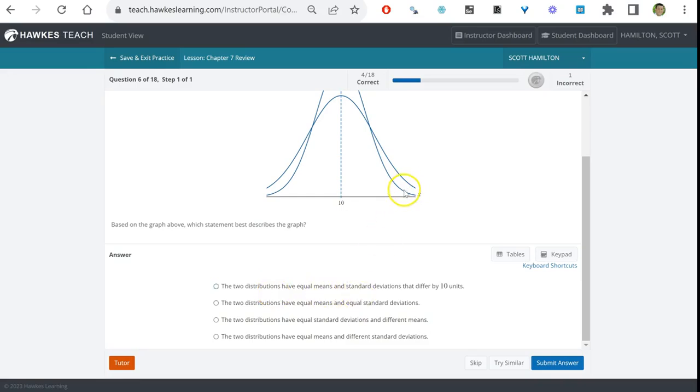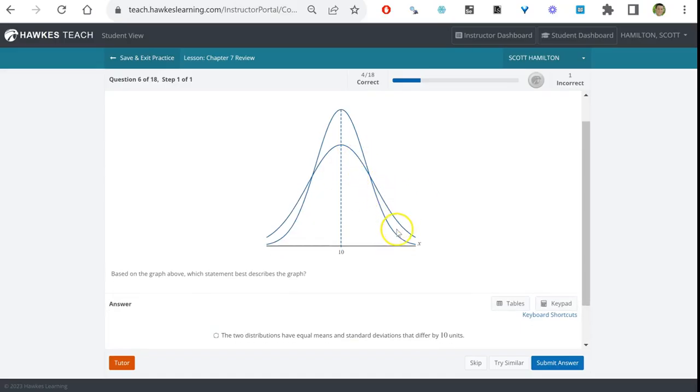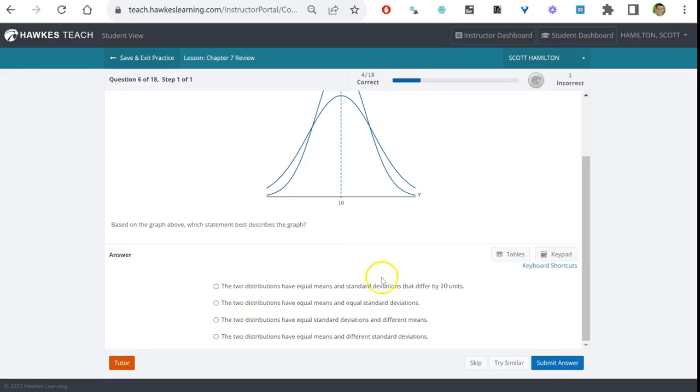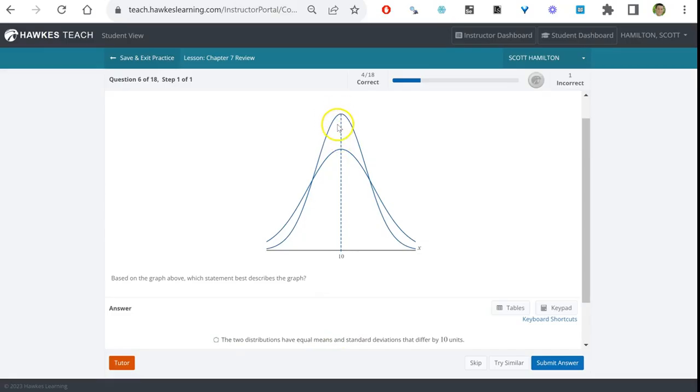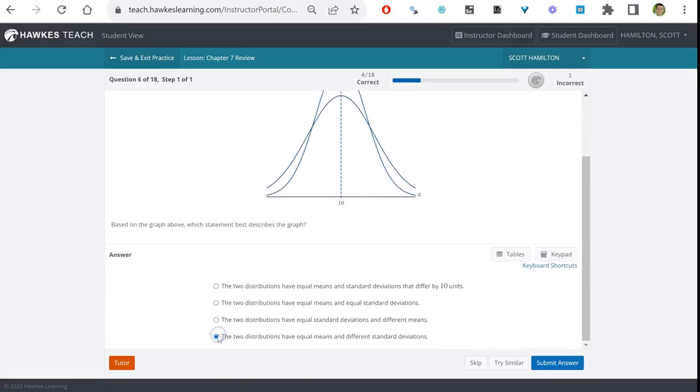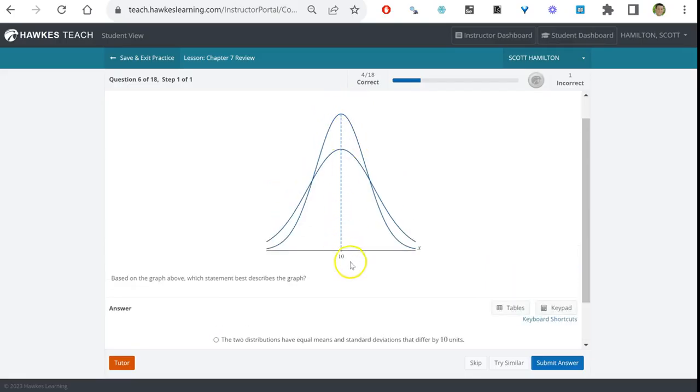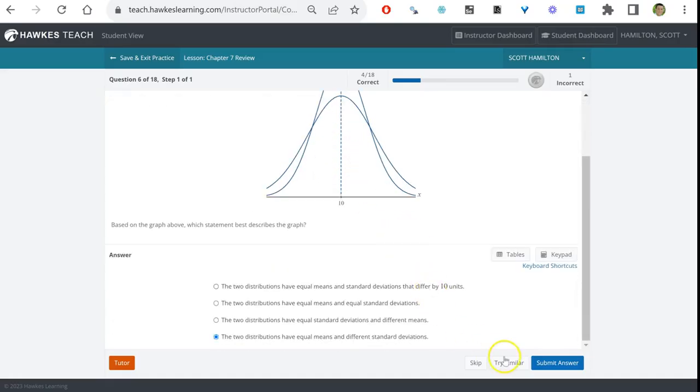I don't know if this is exactly 10 units in difference for our standard deviations, but they're definitely different standard deviations, right? The two distributions have equal standard deviations. Well, not necessarily, because then they would look exactly the same as they're billowing out. These two distributions have equal means and different standard deviations. Our standard deviations mark that standard distance from the average, or from the mean, so that creates what our normal distribution is going to look like. So this one right here is going to be our last option, because our means are the same, but our curves are shaped differently, and that means that our standard deviations are different.